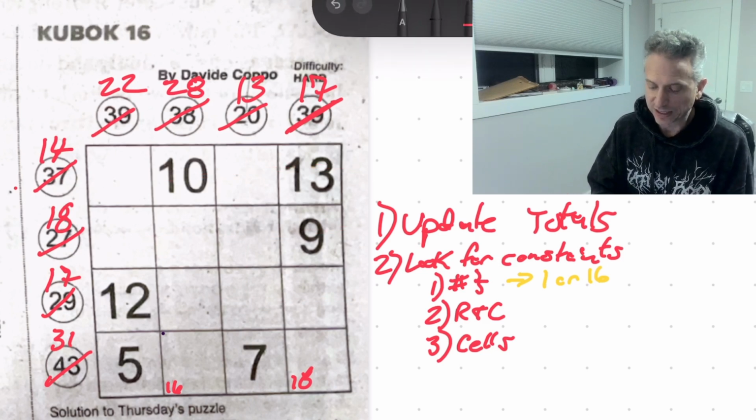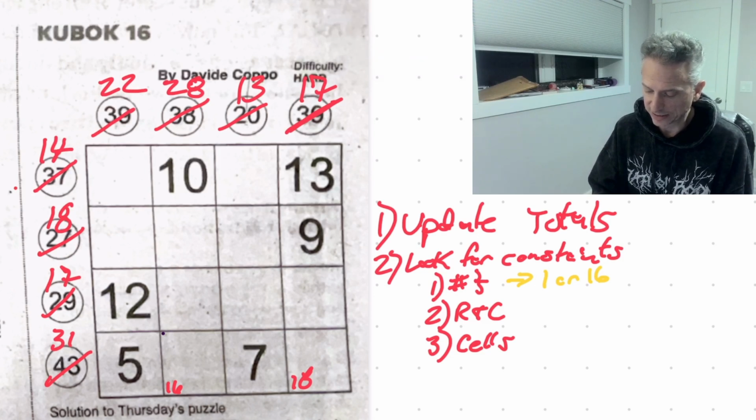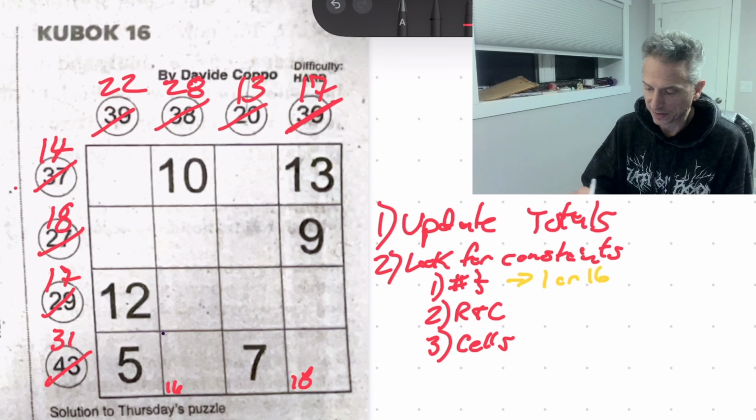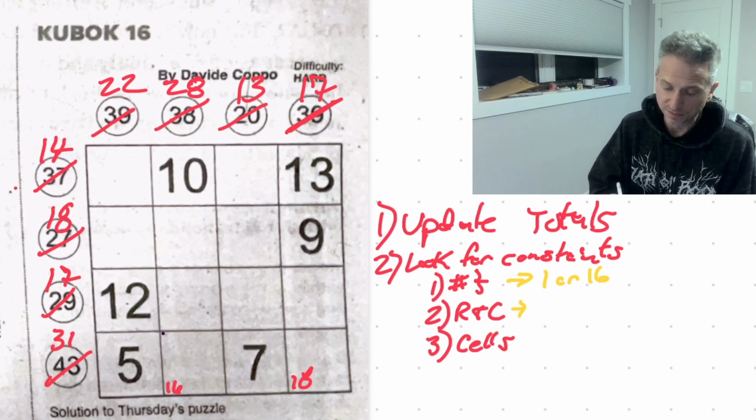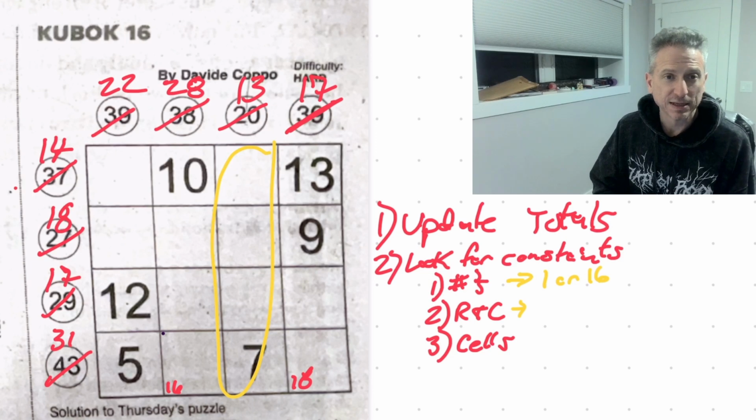So now I'm going to look at number 2, which is the row and column constraints. Okay, so I'm going to go ahead and select that. So we're going to do this one next. And first thing I'm going to look at is this one, row 3 over here, or column 3, and that is a 13.